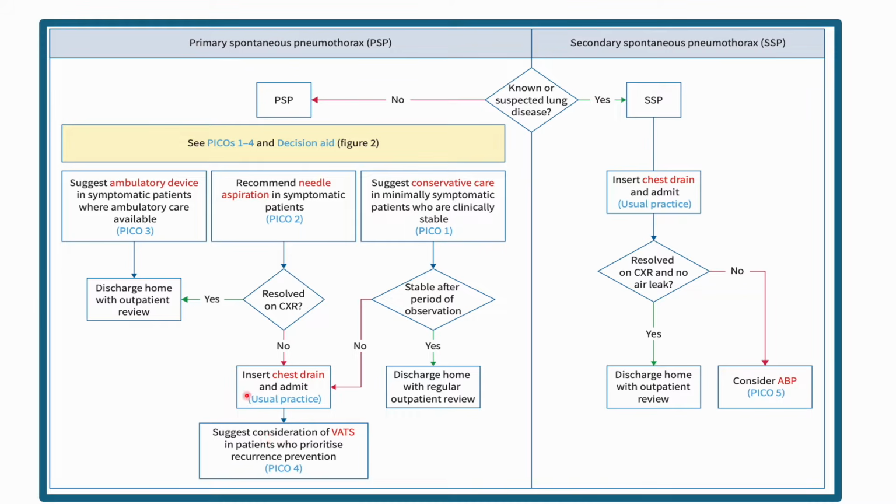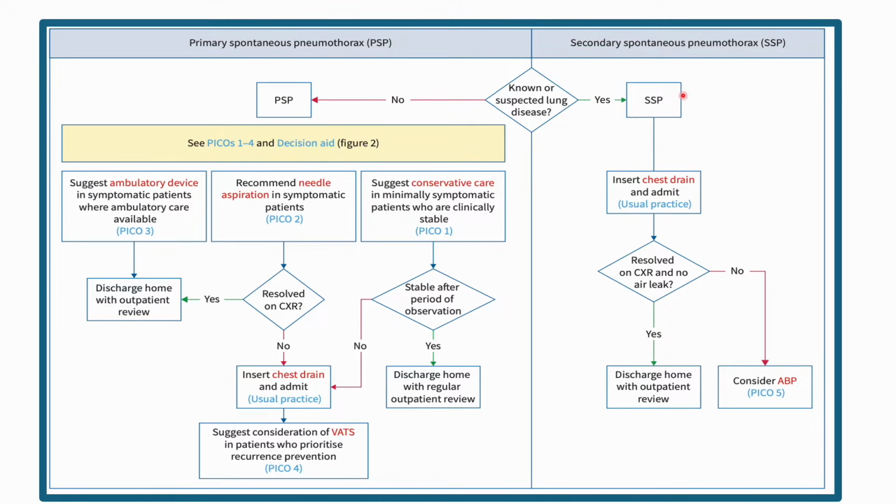They did not mention much about the evidence here, and this is where evidence is not enough. So they use the practice points from the task force members. And then they suggest that you can consider VATS in case you think that recurrence needs to be prevented. Now, if you're doing conservative management, you have to observe your patient for a few hours, and only when they're stable, you send them home. Otherwise, you would do a chest drain.